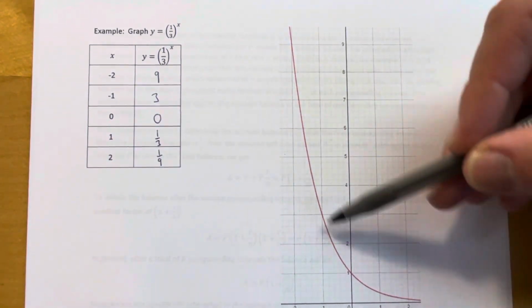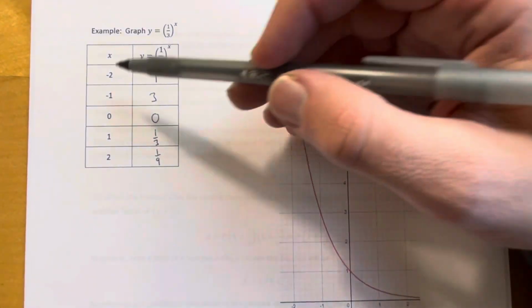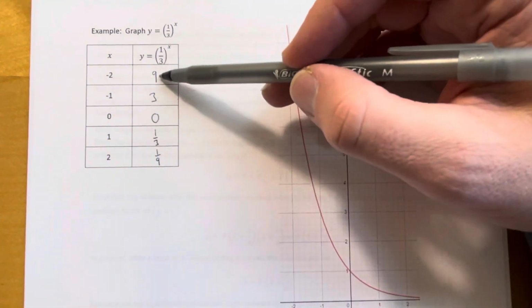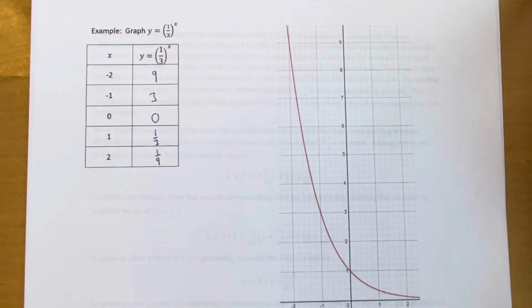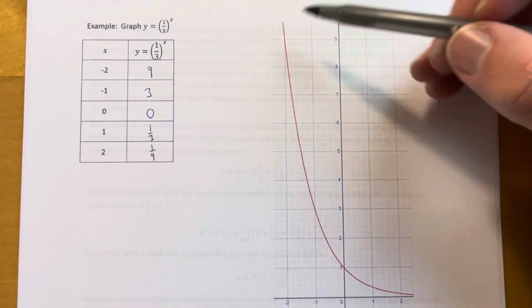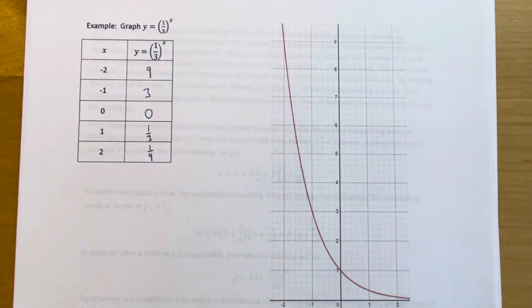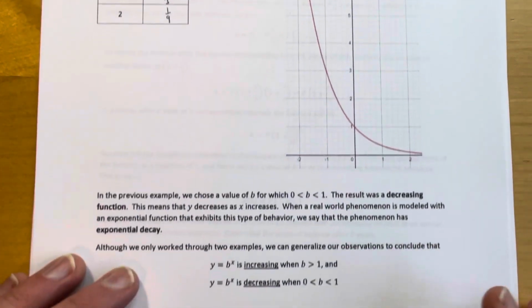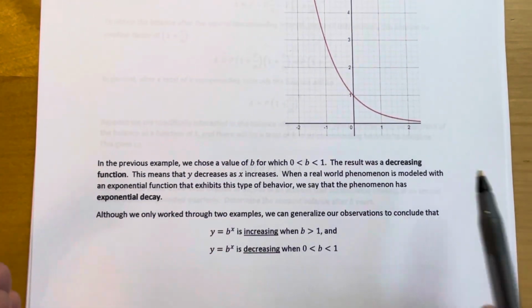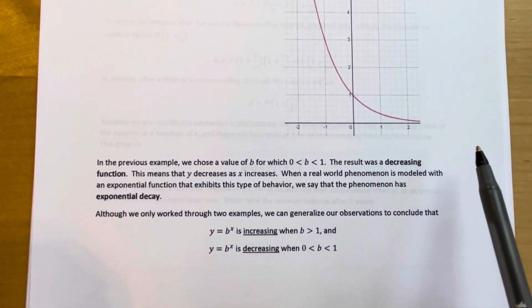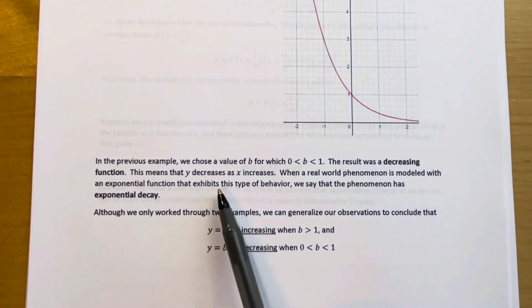You can find all of those points on this curve right here. Notice as x gets bigger, y is actually getting smaller now. It's not getting bigger anymore. And so my function is going downhill as I go from left to right, which is the opposite of what we saw in the previous example. In this case, we would say that this is a decreasing function. So as x gets larger, y is getting smaller now.